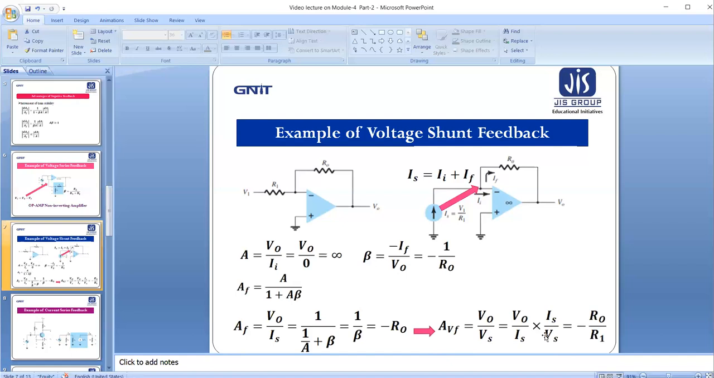What is Is by Vs? Is equals V1 by R1. So Is by Vs is 1 by R1. Therefore it becomes minus R naught by R1. And we all know that in this type of inverting amplifier, the gain is minus the feedback resistance by the input resistance. So in both ways we can prove the voltage gain of the op-amp is like that.